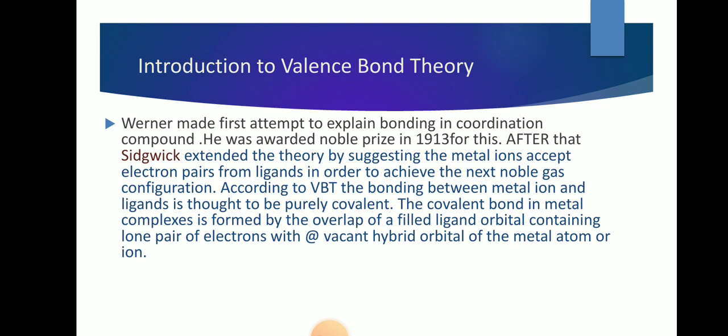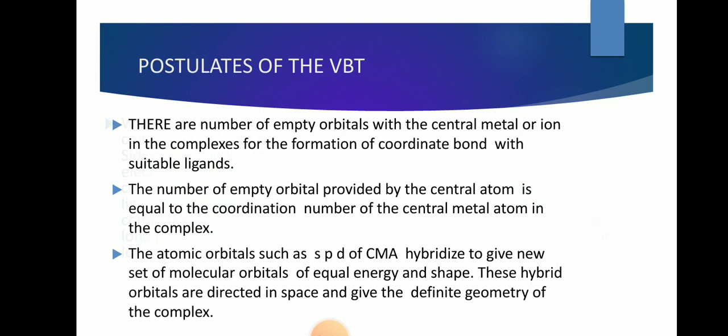According to valence bond theory, the bonding between metal ion and ligand is thought to be purely covalent. The covalent bond in metal complexes is formed by the overlap of a filled ligand orbital containing lone pair of electron with a vacant hybrid orbital of the metal atom or ion. In the next slide, we will discuss the postulates of valence bond theory.